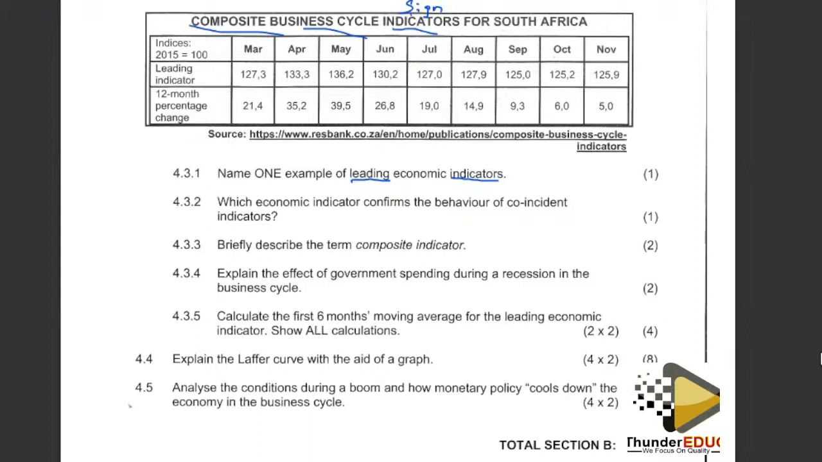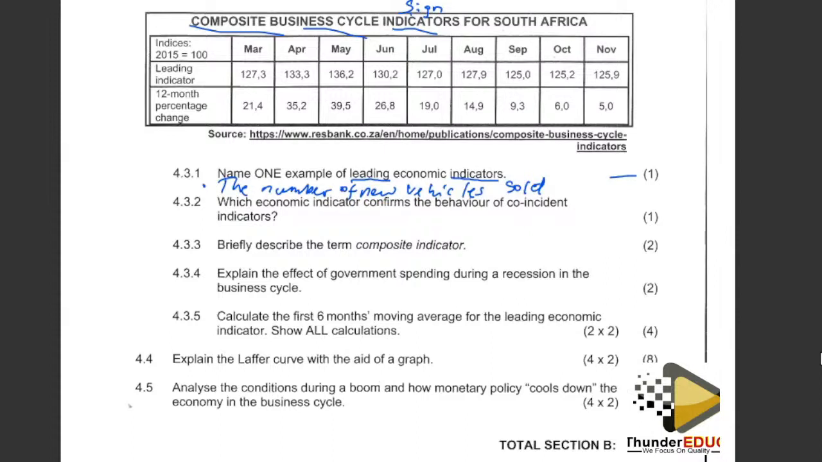Number one, you can say the number of new vehicles sold can be an example of a leading indicator. Also, the number of building plans approved can be an example. Also, we can refer to the space used by job advertisements. So the answer is the number of new vehicles sold, for 1 mark.